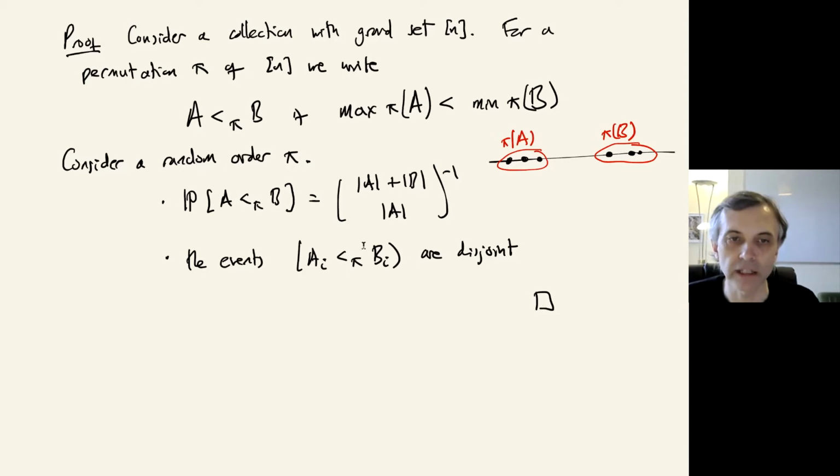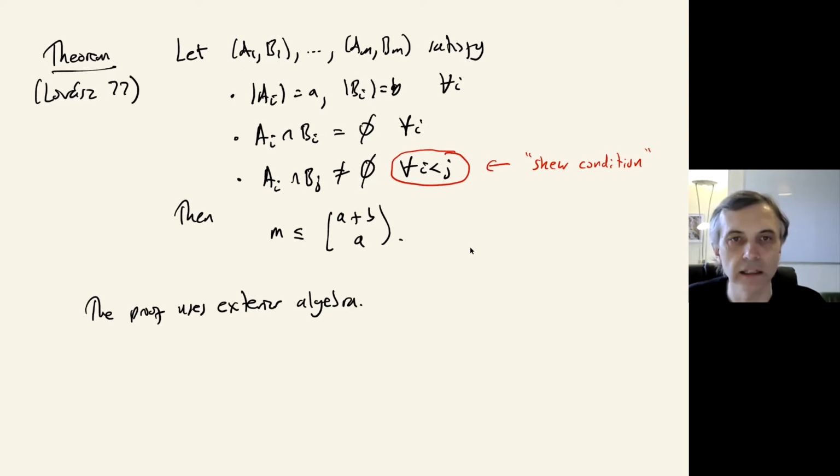Then you just note that the events that A_i is less than B_i are disjoint. Why are they disjoint? Look at the condition. You can't have A1 less than B1 and A2 less than B2, because A1 has to meet B2 and A2 has to meet B1, and if you check, you can't have it both ways. Good, so it's a very short, sweet proof. So that's one generalization, where we allow the sets to have different sizes and weight them.